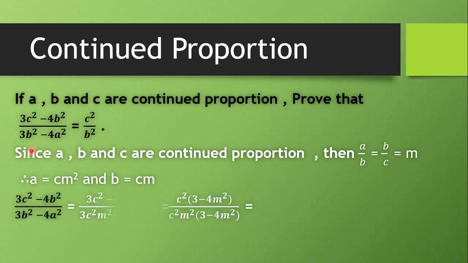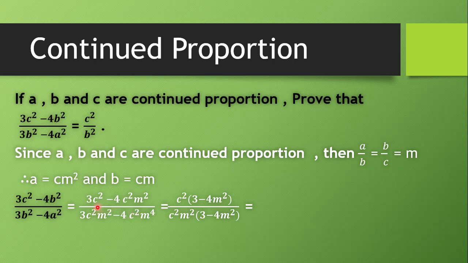So here we have 3C power 2, I write it as it is, minus 4 times B power 2. Since B is CM, B power 2 equals C power 2 M power 2. In the denominator, I have 3B power 2 minus 4A power 2. Instead of B power 2, I write C power 2 M power 2, minus 4 times A power 2, where A is CM power 2. So I write C power 2 M power 4, because power 2 of power 2 equals power 4.